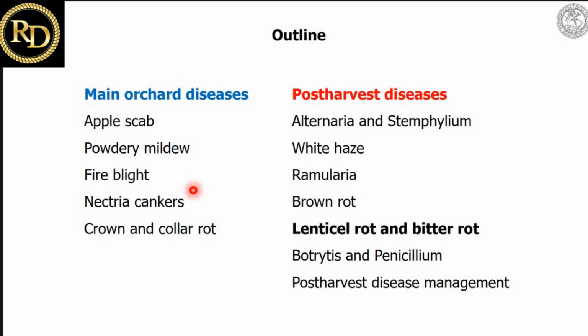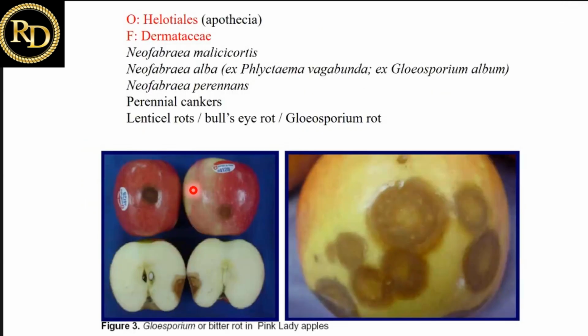As I told you before, there is a dry lenticel rot, which is caused by Ramularia. In the other case, we have here lenticel rot. Lenticel rot is more a soft rot, always starting anyway from the lenticels. And it is caused by different species belonging to the genus Neofabrea. Neofabrea in the past was called Phlyctema and previously Gloeosporium. So this genus has changed the name several times.